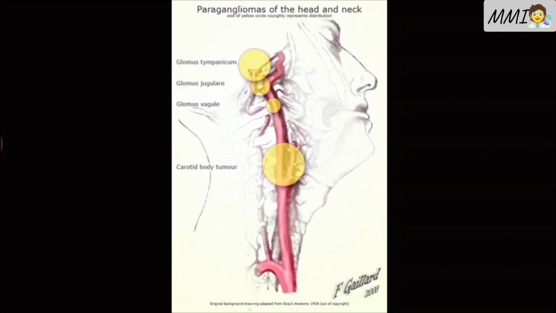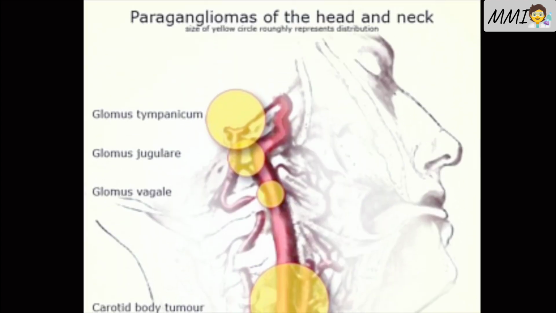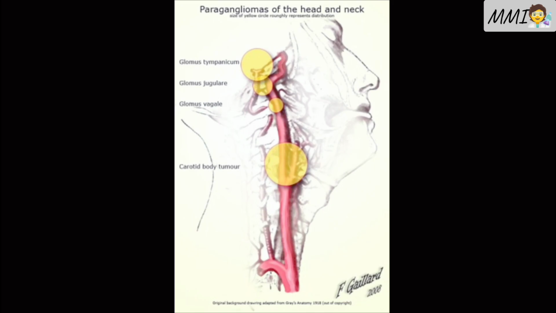Here you can see the glomus tumor sites. Here is a carotid body tumor. Another one is glomus intervagal. Another one is glomus tympanicum and glomus jugulare. These are the four common sites of the glomus tumor.